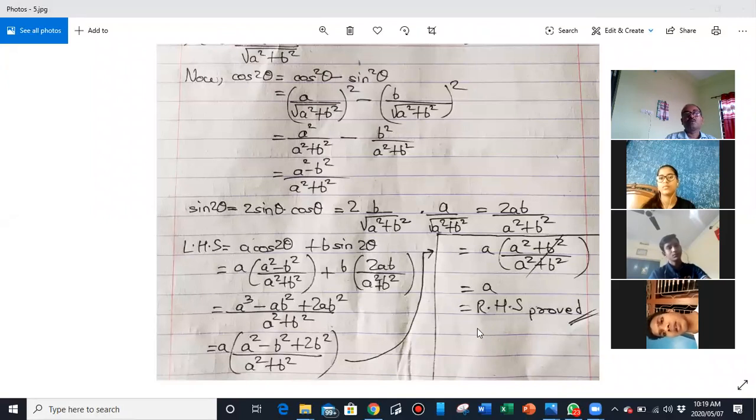Yes, sir. So this is one of the methods. You can try other methods also. But always try several methods, and for the future, choose that method which is short and simple. So this is my suggestion.